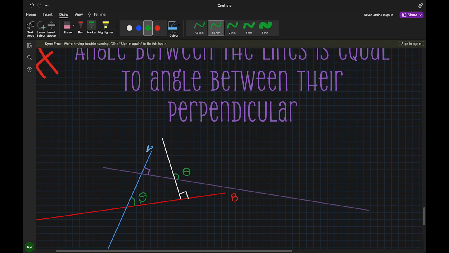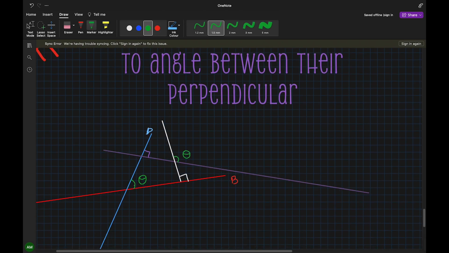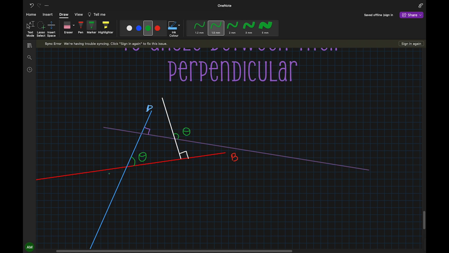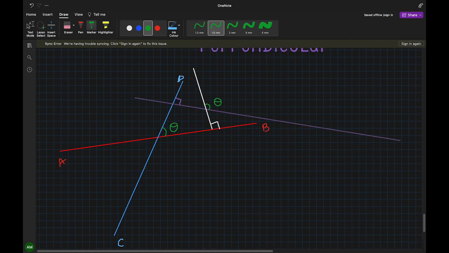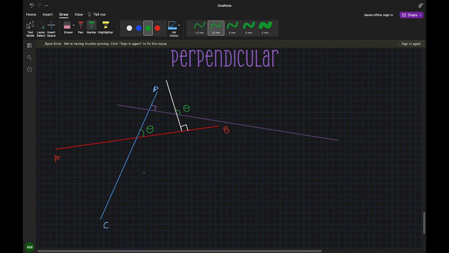Assume that this angle is theta. Now take only two lines, AB and CD. I'll zoom out a little bit. Take two lines, AB and CD. Now let the angle between them be theta.